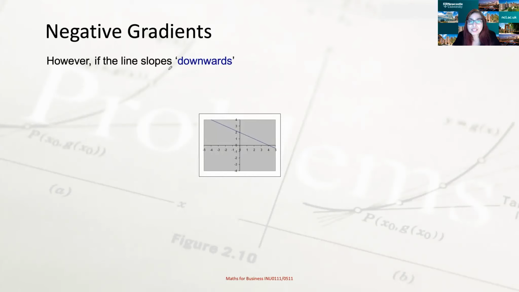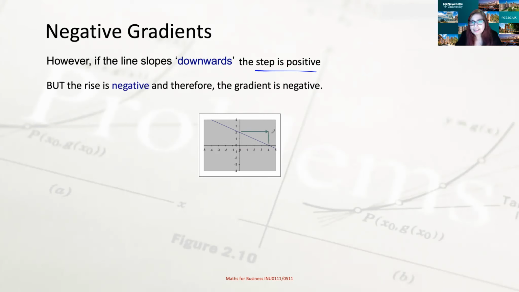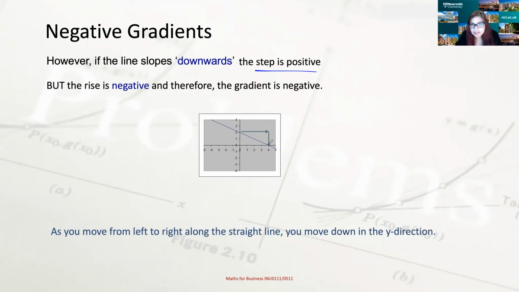If the line slopes downwards, the step is still positive. You're going from left to right along the x direction. But look at the rise, it's coming down, it's negative. It's going down in the y direction. That is why the gradient is negative. So as you move from left to right along the straight line, you move down in the y direction. That's how you interpret it, okay?